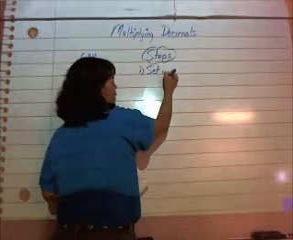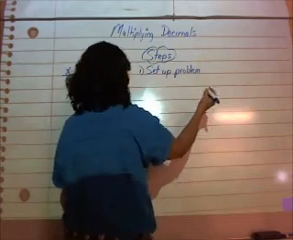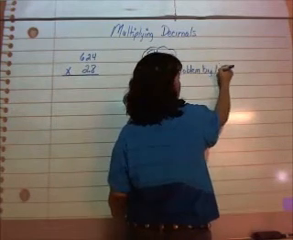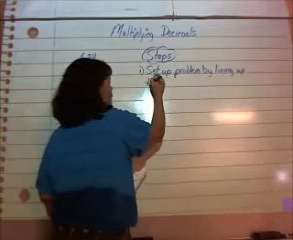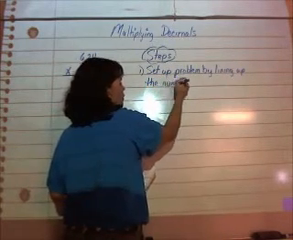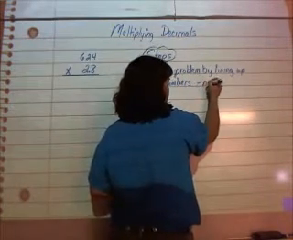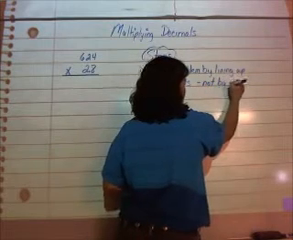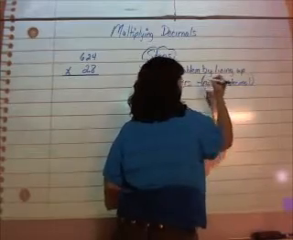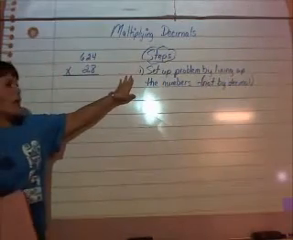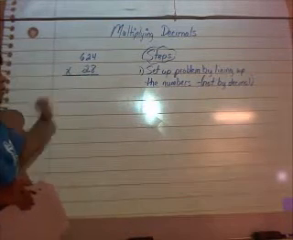So step 1, you're going to set up the problem by lining up the numbers, not by decimal. Okay, so you're going to set up the problem by lining up the numbers, not with the decimal. So all I did is I lined my numbers up.